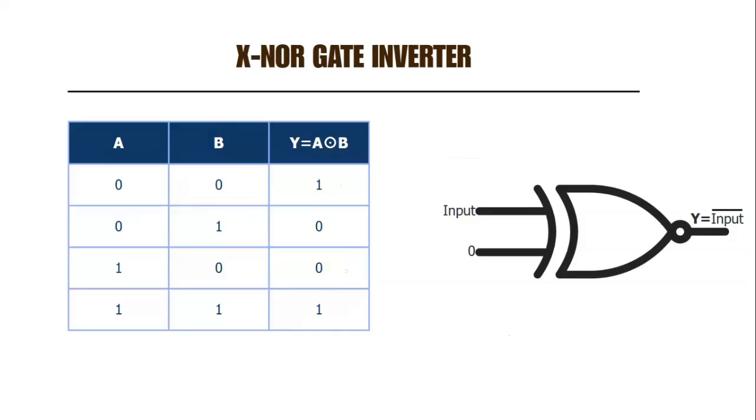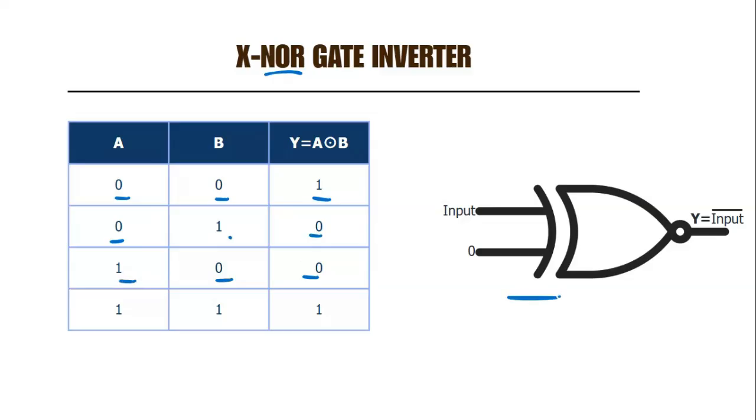Similar to the XOR gate, the XNOR gate can also be used as an inverter. When one of the inputs is 0, the output is the complement of the other input. That is 0 complement equal to 1. Similarly, in this case, when A is equal to 0, output is the complement of B. That is 1 complement equal to 0. Similarly, when B is equal to 0, the output Y is the complement of input A.